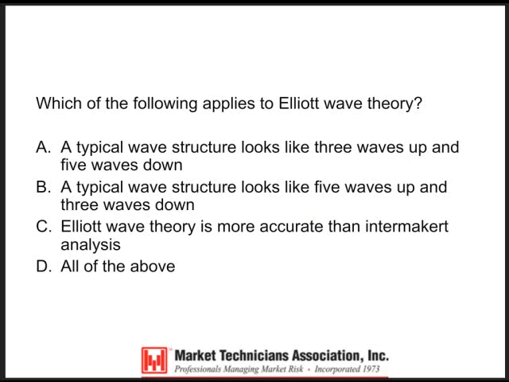Yeah, and you got to know what the theory of Elliott wave is, and that the typical wave structure looks like 5 waves up and 3 waves down. You just got to know this by elimination. 3 waves up and 5 waves down is a typical wave structure, but the most typical is 5 waves up and 3 waves down.